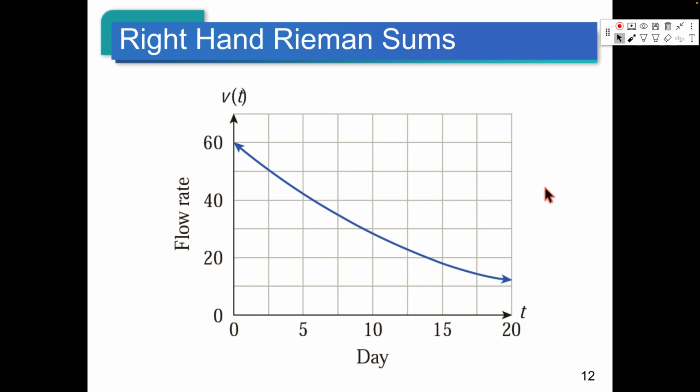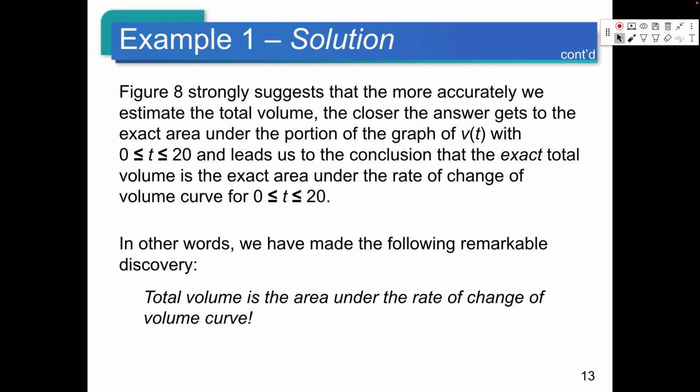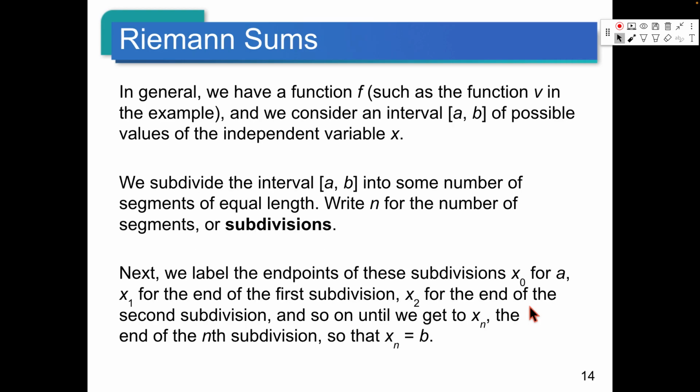So right-hand Riemann sums. Actually, we've already drawn on this. I sort of went first instead of second. What we see is as we get closer, the total volume is the area under the rate of change curve. So what that area represented, because it's under a rate curve, is the total amount of oil that was leaked. Okay.